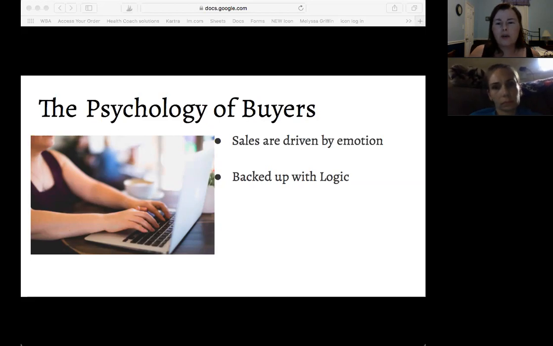So resist the urge to go into super logical, like, here's why you need to buy, 25% of people who have, you know what I mean? Just keep in mind the buying process from the buyer side is going to be largely based on the emotions that you tap into during the process.